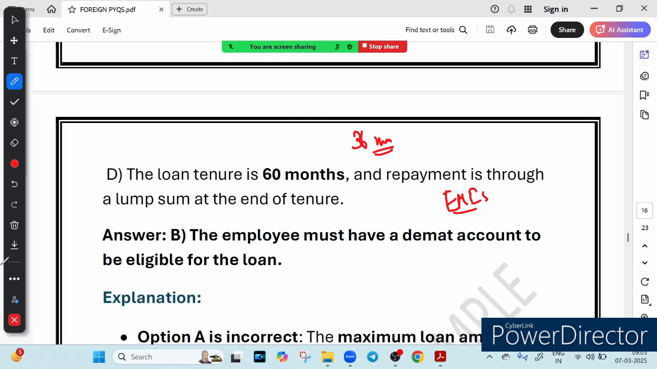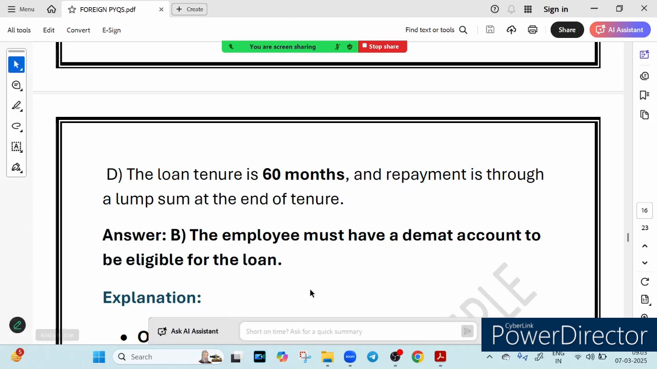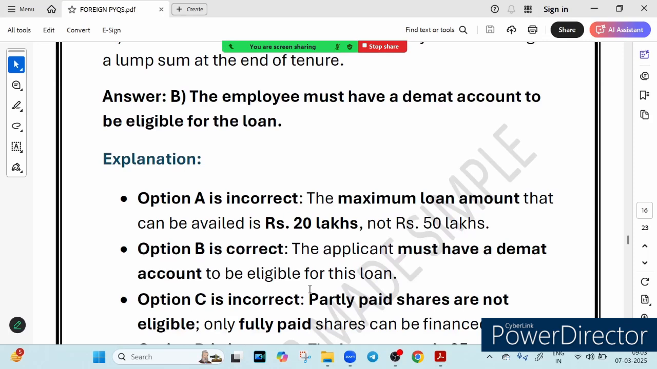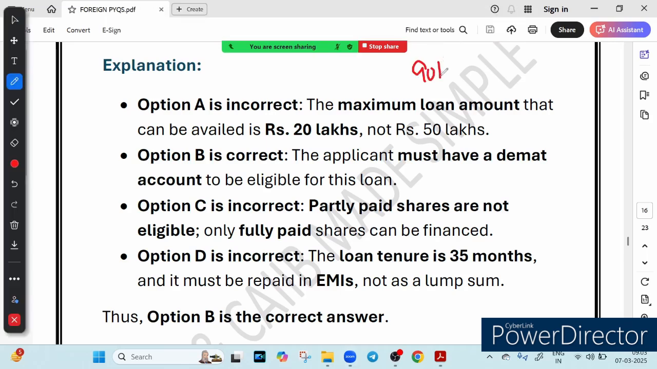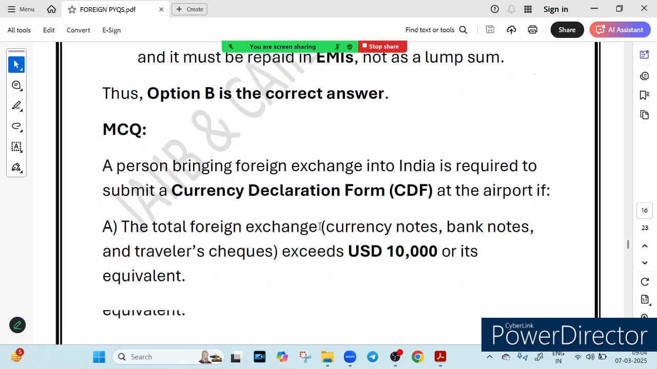So what are the important points to remember? Let me summarize the facts. The maximum loan amount for an NRI under the ESOP loan is either 20 lakh or 90% of the purchase price of the share, whichever is lower, right? A valid NRI demat account is mandatory for participating in ESOP and availing the loan. Only fully paid shares are eligible for financing under this scheme. And the loan tenure is 36 months with repayment in EMI. You must remember this point, very very important for participating in ESOP.